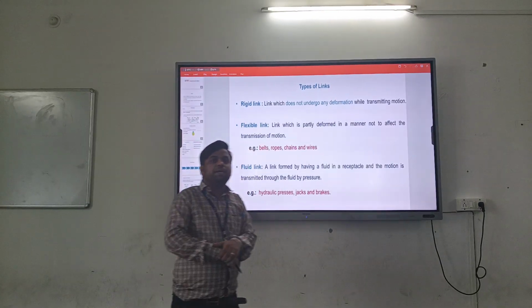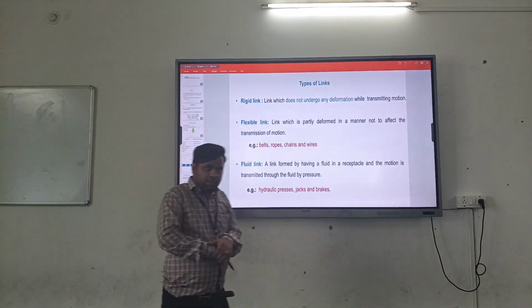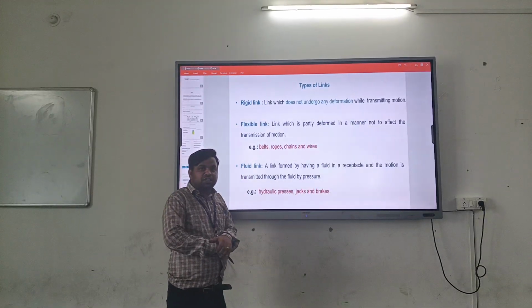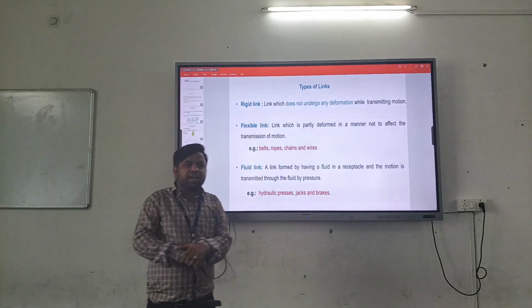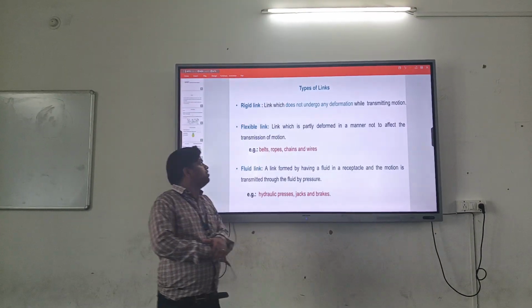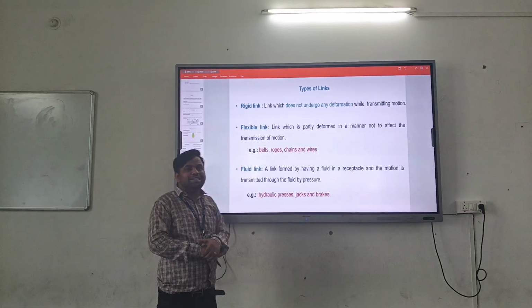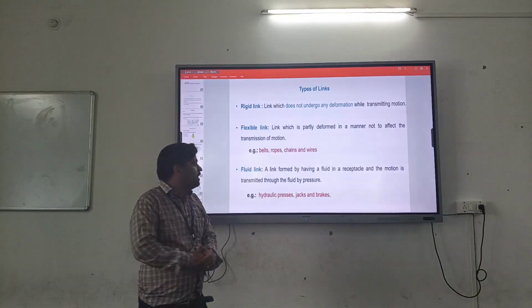rigid body cannot be practically obtained because it is an ideal condition. So the body near about in the rigid condition, that is called a rigid body, which does not undergo any deformation while transmitting the motion. So this type of link is called rigid link.